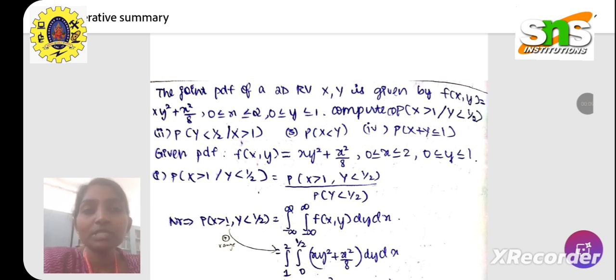This is a lecture video series on the course Probability and Statistics, and now we are on to the topic two-dimensional random variables. In the previous video, we have seen the two subdivisions of this particular problem, which is f of x comma y. The probability density function of the two-dimensional random variable is given to be (xy squared plus x squared)/8, wherein x ranges from 0 to 2 and y ranges from 0 to 1.